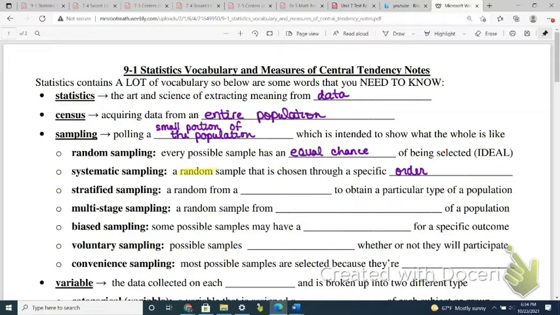Stratified sampling, this is another form of random sampling, and it is a random sample from a group or a subgroup to obtain a particular type of the population. For example, I want to know something about graduation, so I am only going to ask the seniors because they're the only ones that have any interest in what I'm talking about.